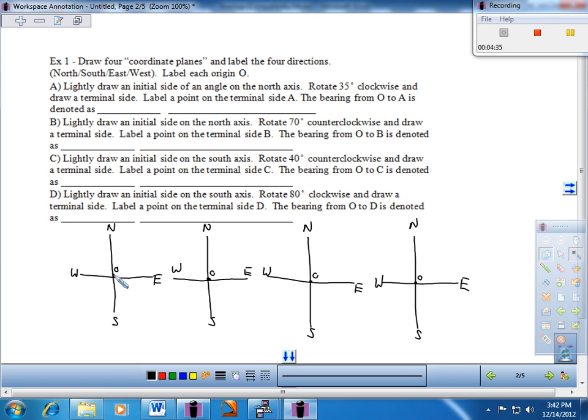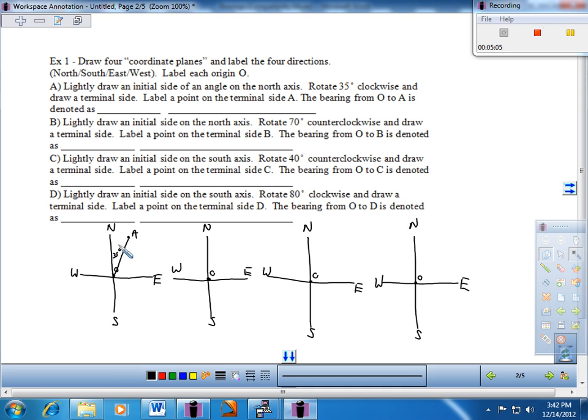And we'll just go ahead and ballpark this. And so maybe something like this. And label a point on the terminal side A. So I'll just go ahead and put that right up here. And what we want to do is have a description of one location to another from point O to point A. And the way we're going to do that is with that bearing. And so it says the bearing from O to A is denoted as, and so let's kind of be clear about a couple things here. And by the way, I forgot to label this, so let me go ahead and do exactly that piece. There's your 35 degrees right in there.